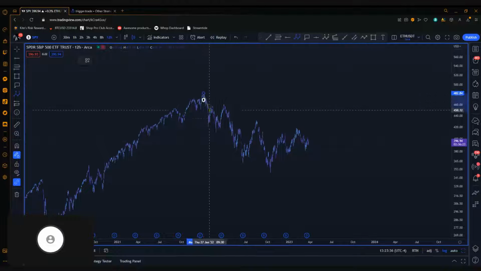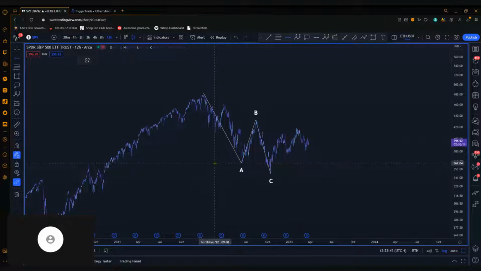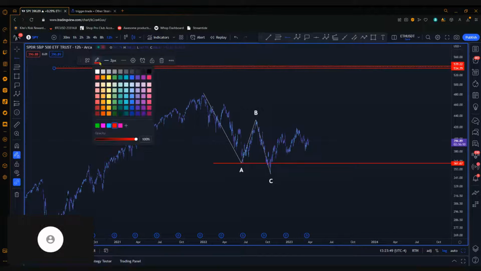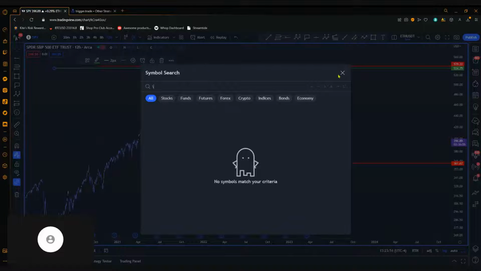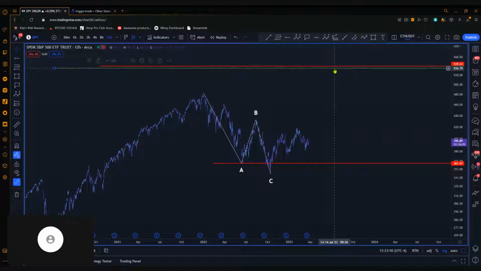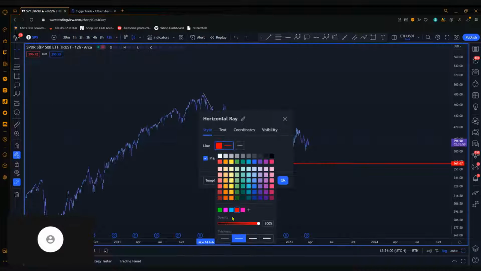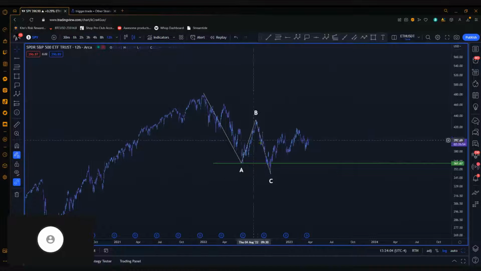So for the S&P, we have an A to a B to a C. That's considered an A to a B to a C. I'm going to mark this pivot out as an important bullish pivot to hold. Make this green. All right. That's a very important bullish pivot to hold.